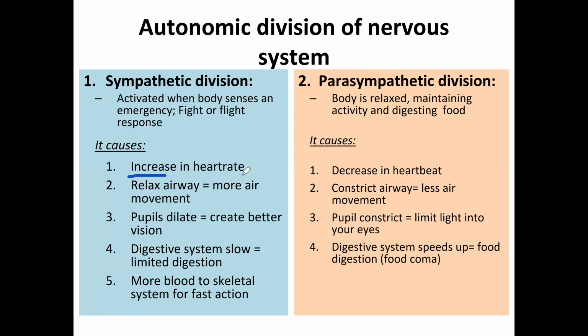So now you can see they are kind of opposite. If sympathetic increases heart rate, then parasympathetic decreases it. If the digestive system slows when it's a sympathetic response, in the parasympathetic, it speeds up. And you can see pupils dilate in sympathetic or constrict in parasympathetic.